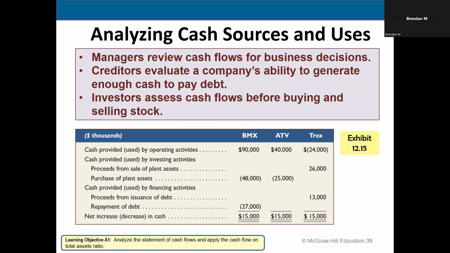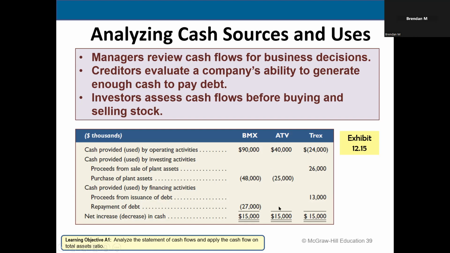Well, let's look at BMX. Of that 15,000, they actually generated 90,000 in operating. They did fantastic. That's good. But you have to remind the boss at the end of the month that we did go out and buy some plant assets. We bought a big factory for $48 million, and we repaid some debt. So even though the cash flow is just 15,000, operationally they're doing great, and that's what you want to see.